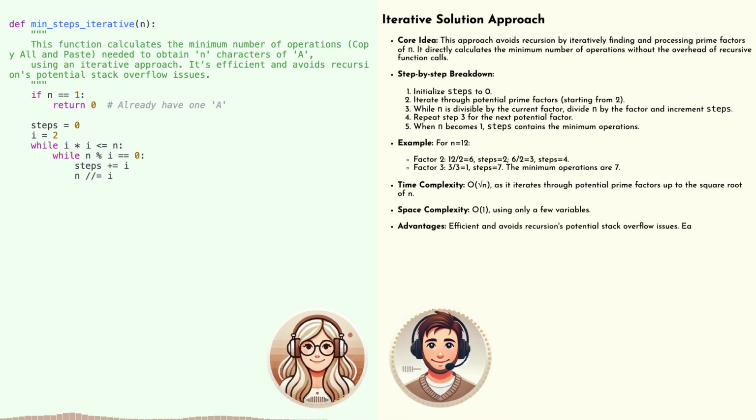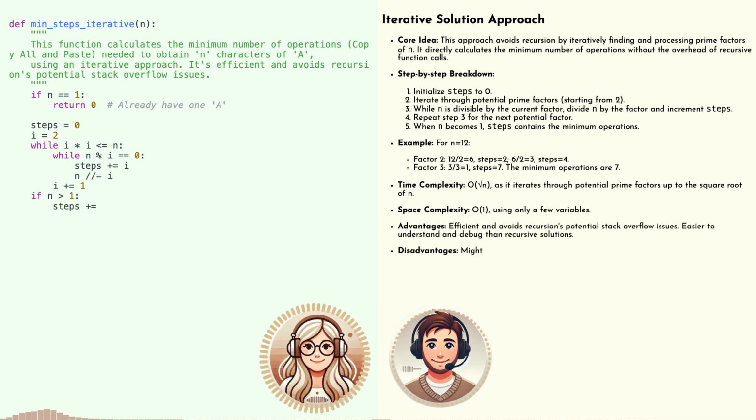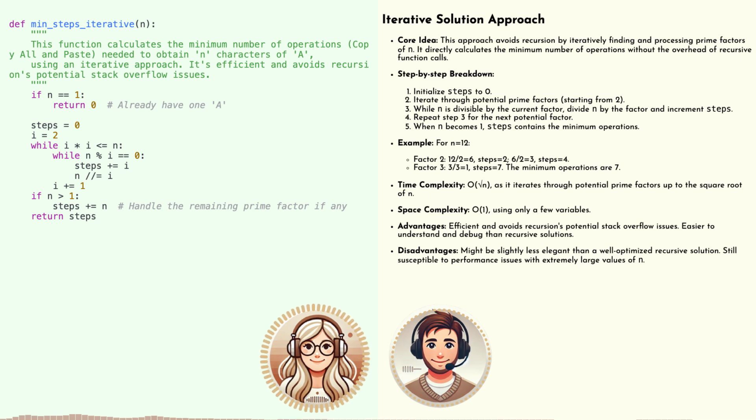Okay, so imagine we have our target number n. We start a counter for our steps and set it to 0. Then we start going through prime numbers, starting with 2. So we're checking if n is divisible by 2. Exactly. And if it is, what do we do? If n is divisible by 2, we divide n by 2, and we increase our step counter by 2. Remember that each prime factor means a copy all and at least one paste.